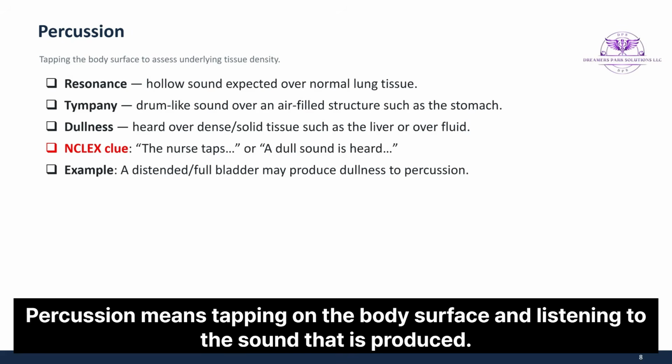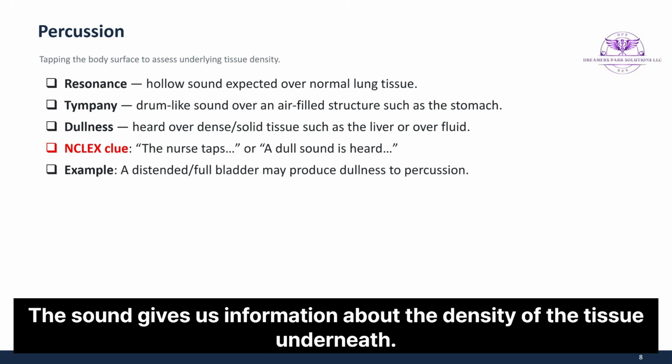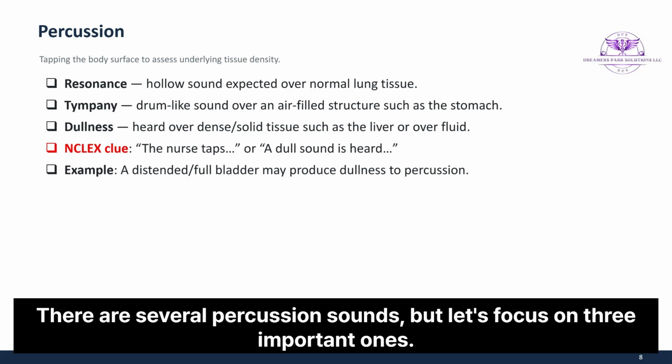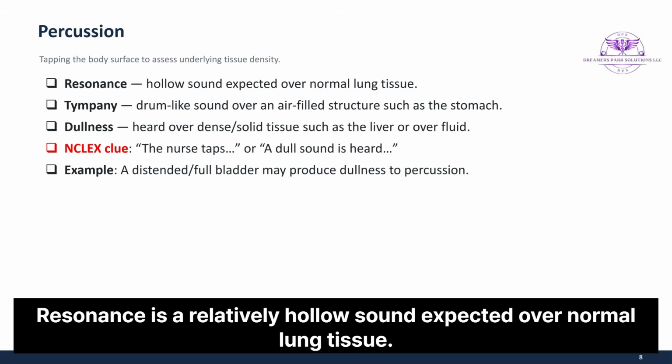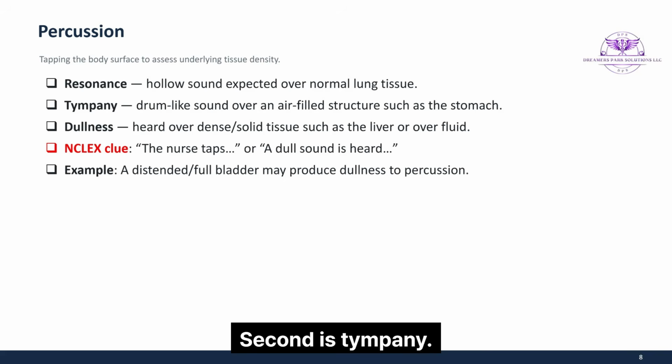The third technique is percussion. Percussion means tapping on the body surface and listening to the sound that is produced. The sound gives us information about the density of the tissue underneath. There are several percussion sounds, but let's focus on 3 important ones. First is resonance. Resonance is a relatively hollow sound expected over normal lung tissue. Second is timpani.